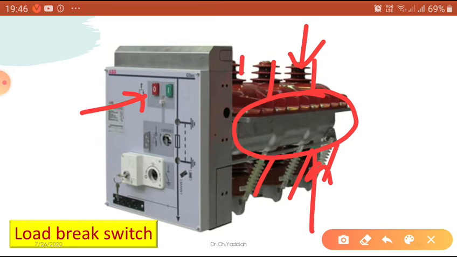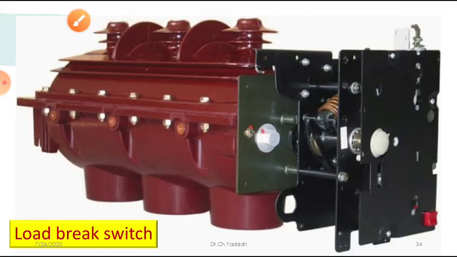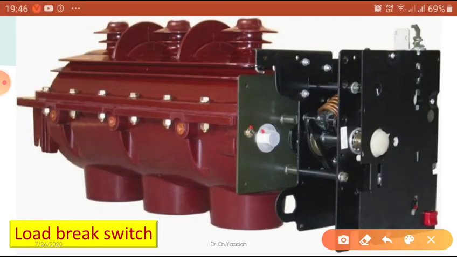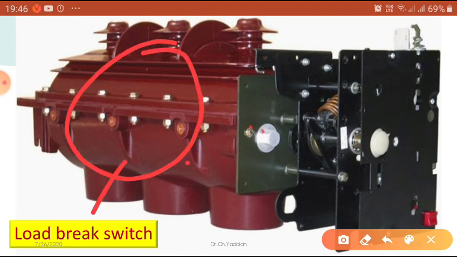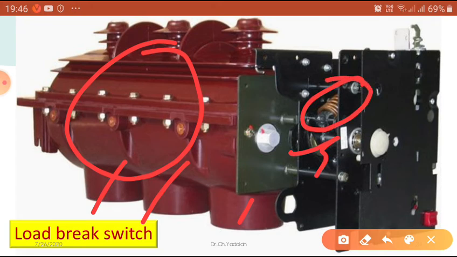This is for industrial purposes; we are going to use this type of load break switch. You can see another type of the switch also. This is also the same thing. It is a closed chamber with R phase, Y phase, B phase. You can see the spring mechanism to operate very quickly. That is a thing you have to remember.